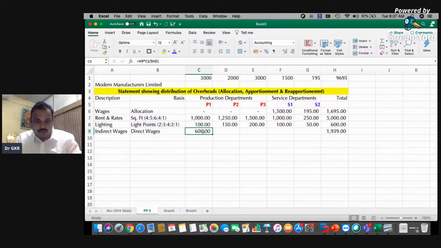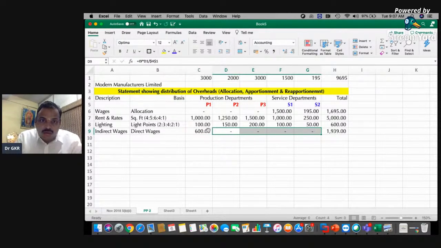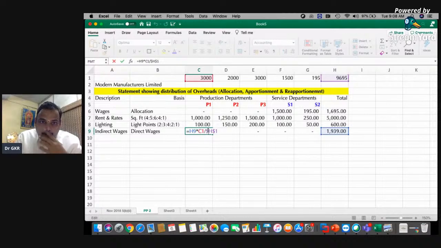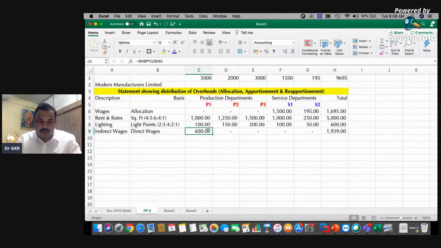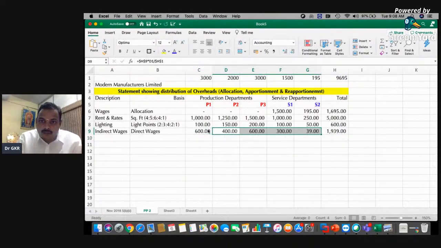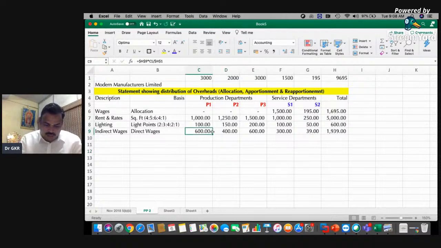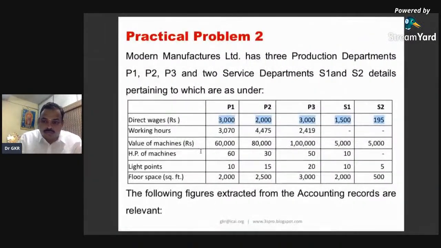So let me now, so it is 600, 400, 600, 300, and 39. So that is the ratio at which I have distributed. Okay. So indirect wages. So what is the next one?